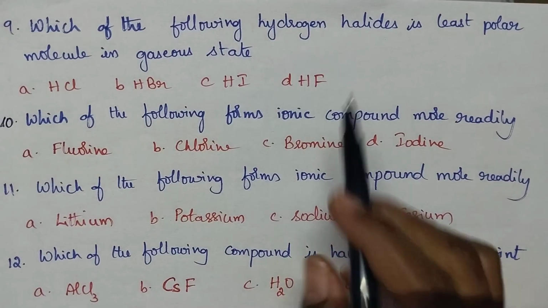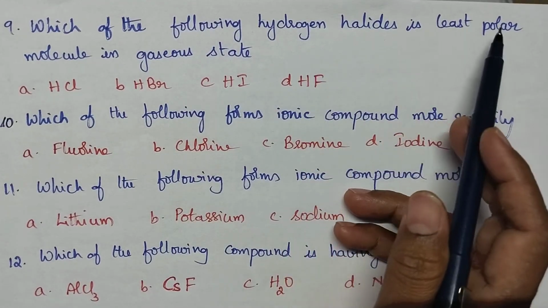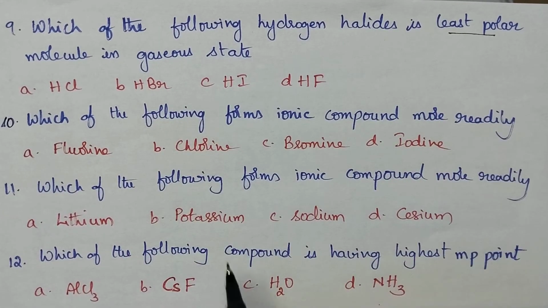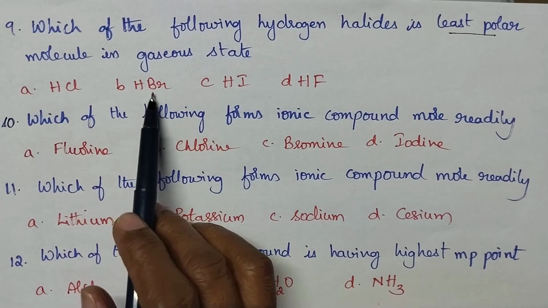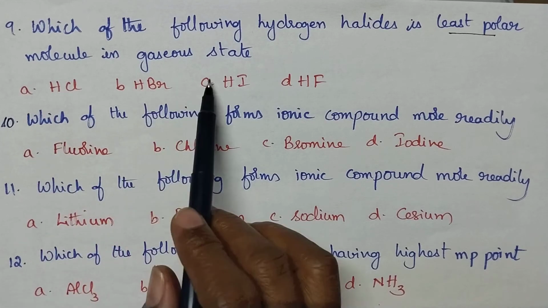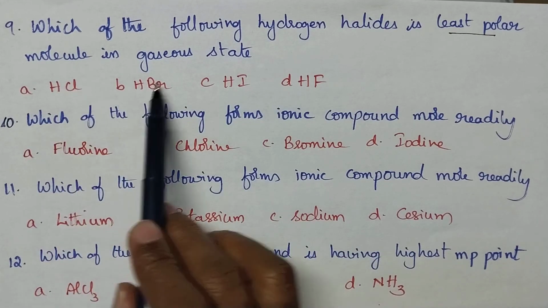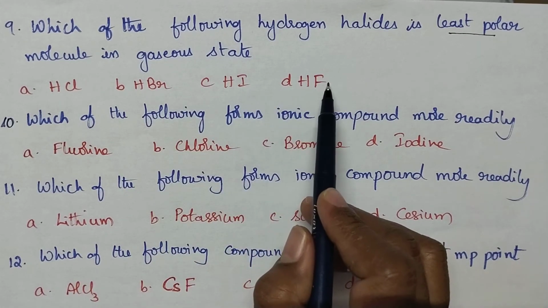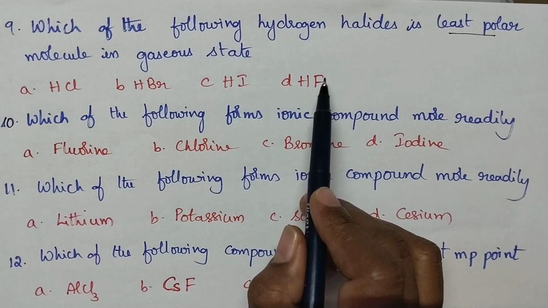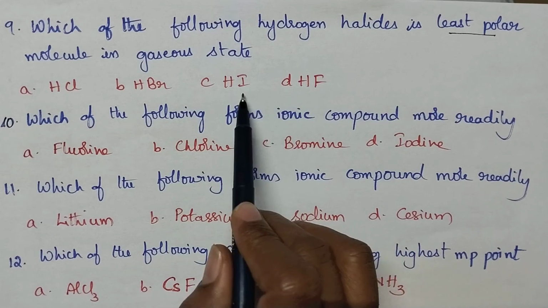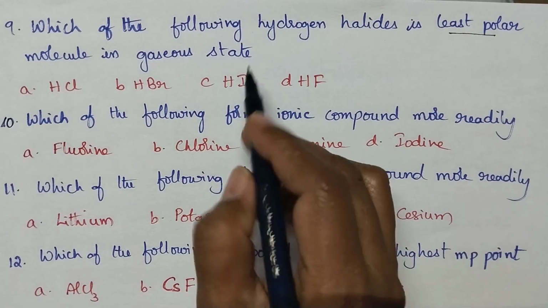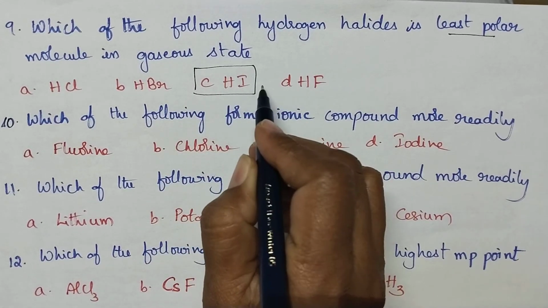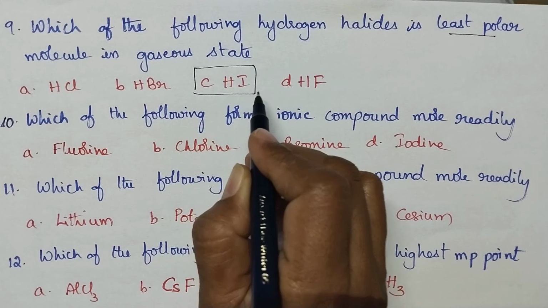Which of the following hydrogen halides is the least polar molecule in the gaseous state? So least polar means less ionic. So what are the given options? HCl, HBr, HI, HF. So in all the four options the cation is the same. So we have to see the size of the anion. If the size of the anion is small, it results in the formation of strong ionic bond. Here we have to identify the molecule which is least ionic. So option C is the right answer. Iodine having large atomic size results in the formation of weak ionic bond.